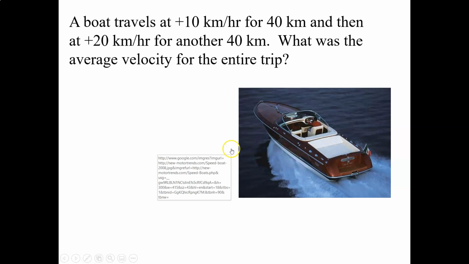A little bit more of a complicated example, we have a boat, and it's got two different legs of the journey. The first part of the journey, it travels at 10 kilometers per hour for 40 kilometers. And then the second leg of the journey, it goes twice as fast and travels at 20 kilometers per hour for 40 kilometers. Again, the same distance, but twice as fast of a speed. And we want to figure out the average velocity of the entire trip. Well, to figure out the average velocity, I need to know two things. I need to know how far it went, and I need to know how long it took.